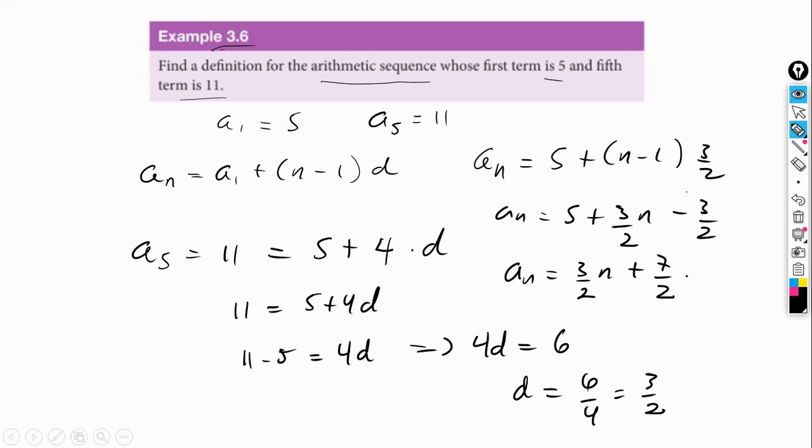The other way of doing it would be using the recursive definition, right? So recursively, we could say the first term is equal to 5, and then the nth term is equal to the previous term plus 3/2, which is a common difference. So we have to be careful here because we have to indicate for n greater than 1 when we do the definition in this recursive form. So these would be the two ways to answer question 3.6.